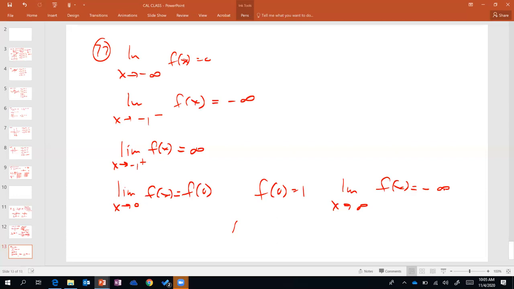So real quick here, let's see what we need. We need the limit as x goes to negative infinity to be 0. As it approaches -1 from the left-hand side, we need it to be negative infinity. From the right-hand side, we need it to be positive infinity. As it approaches 0, f of 0 is actually 1. As it approaches positive infinity, it's negative infinity.